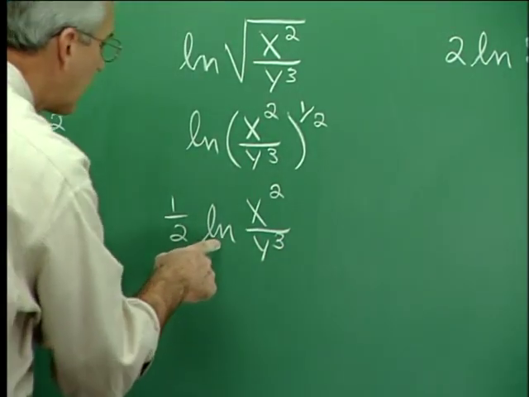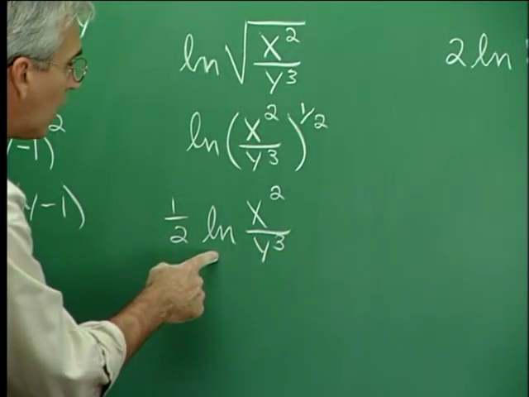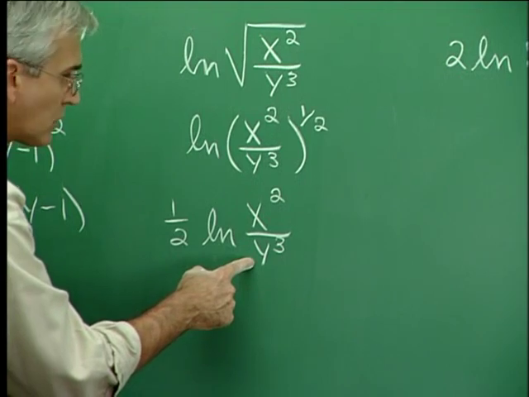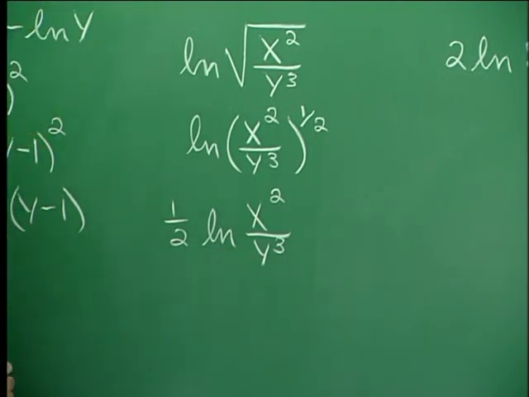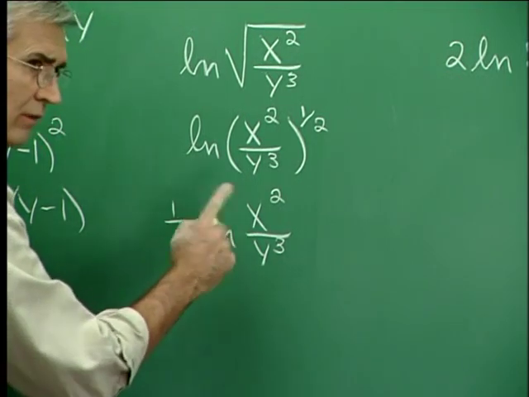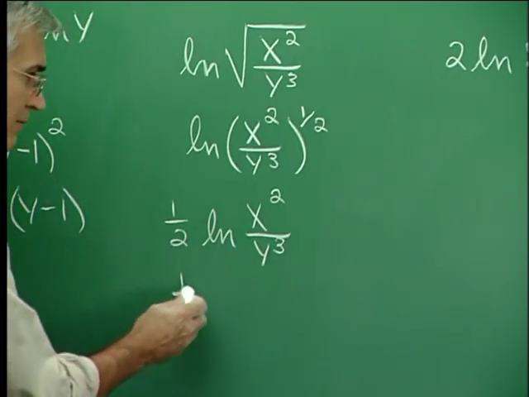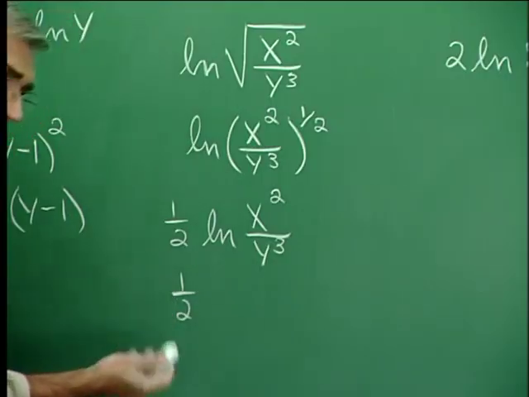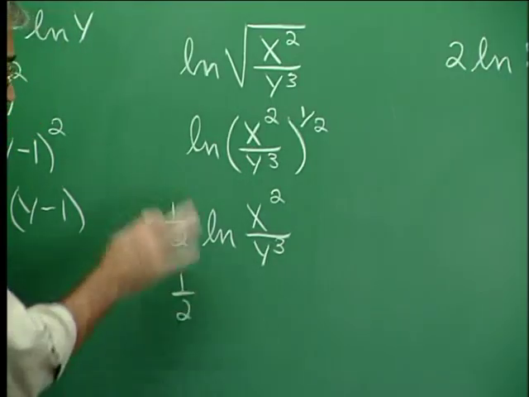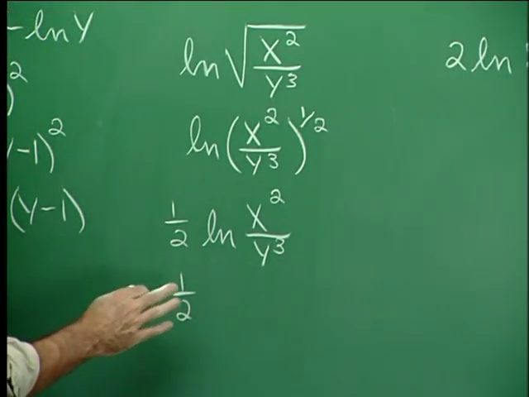And now we have the natural log of a quotient. And so it looks like we're going to have the difference of logarithms. So this becomes 1/2 times... Now, I have to introduce a parenthesis here. This is the purpose of showing this particular problem.